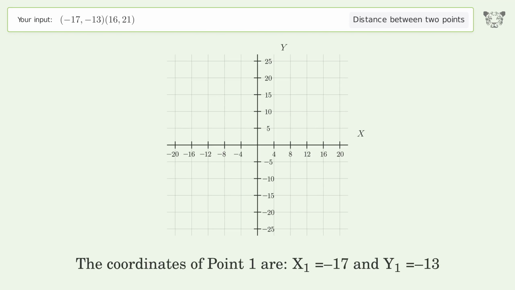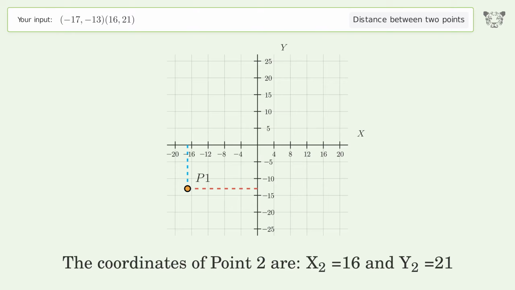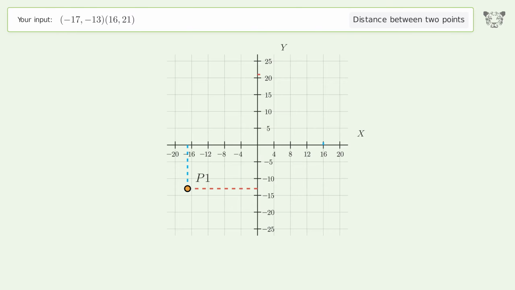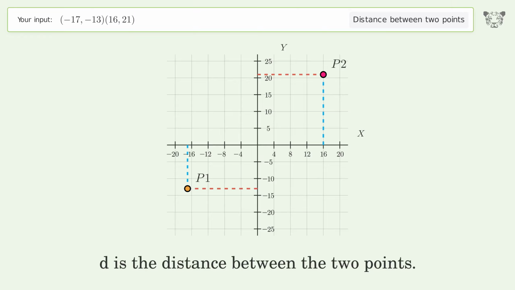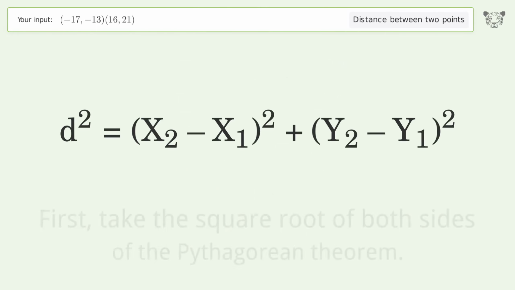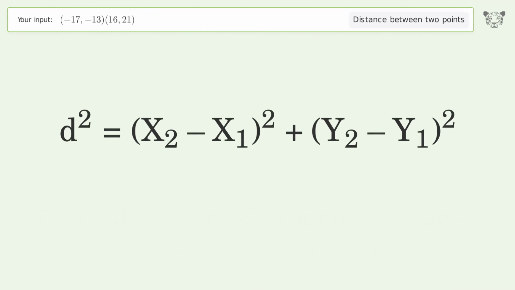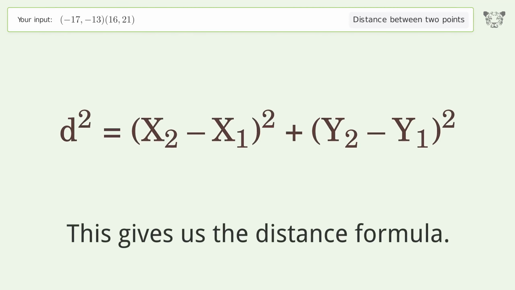The coordinates of point 1 are x1 equals -17 and y1 equals -13. The coordinates of point 2 are x2 equals 16 and y2 equals 21. D is the distance between the 2 points. First, take the square root of both sides of the Pythagorean theorem. This gives us the distance formula.